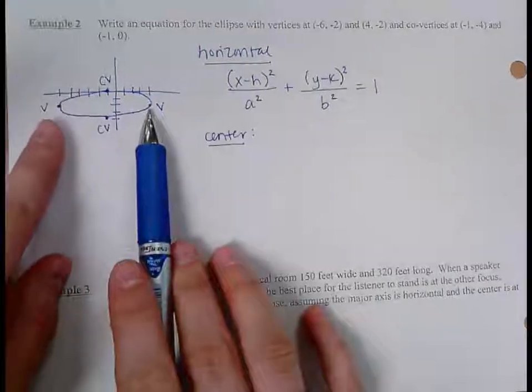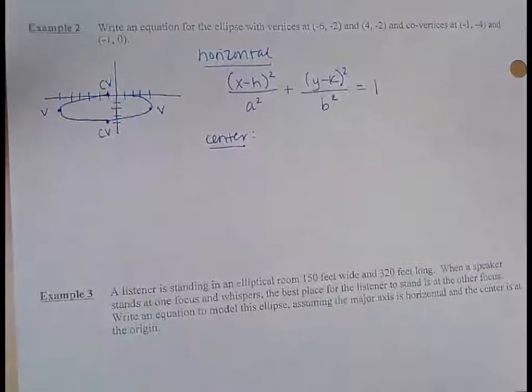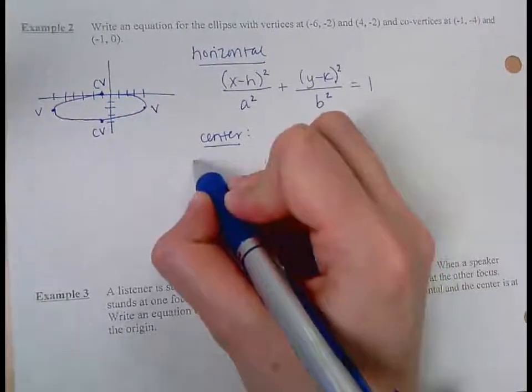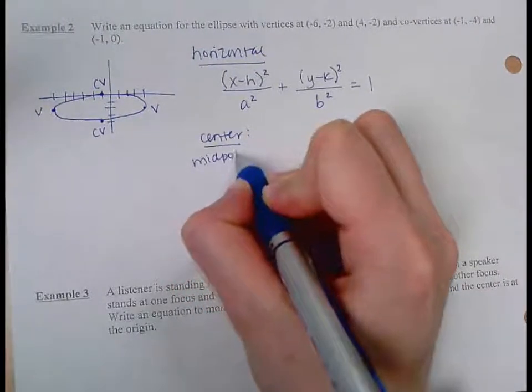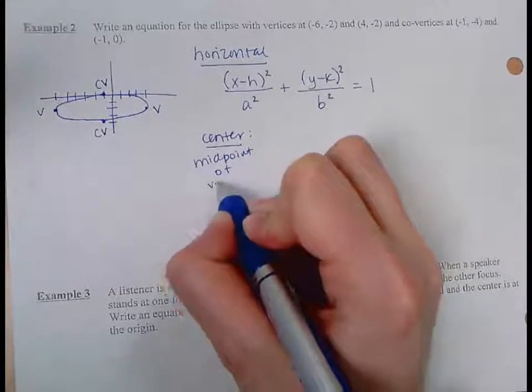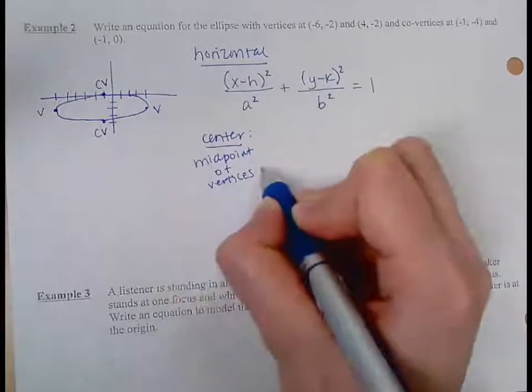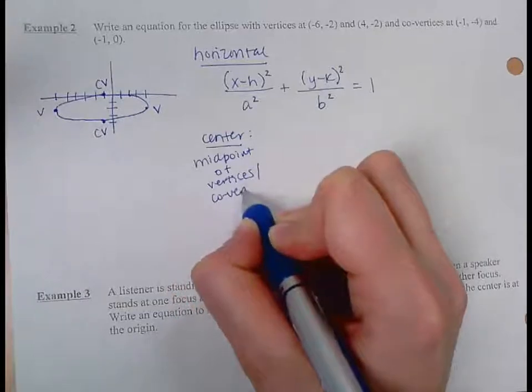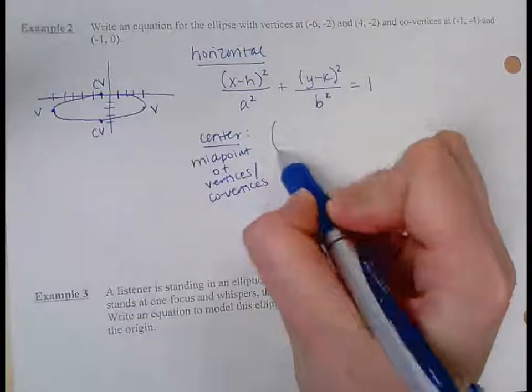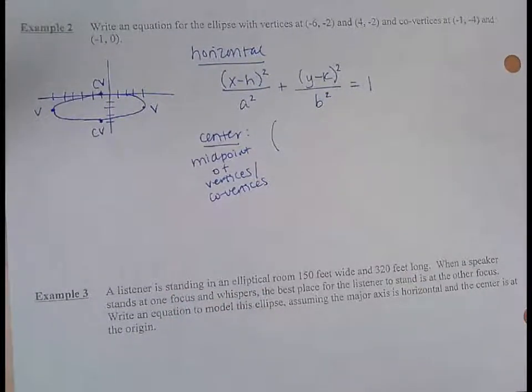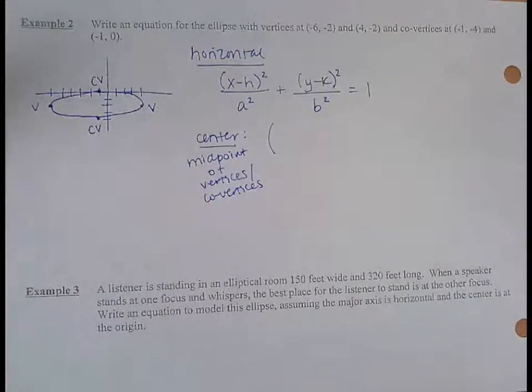You can either use the 2 vertices or the 2 co-vertices. So I'm going to just put here center, make a note, midpoint of vertices slash co-vertices. Midpoint formula I am giving you. Maybe I'll write it on the board here. So you remember it now.